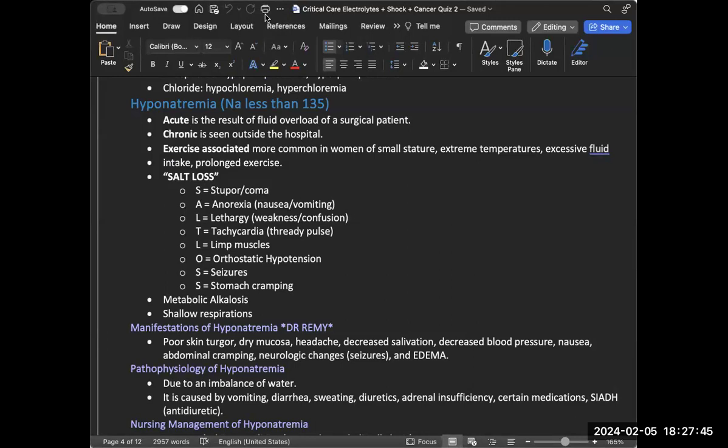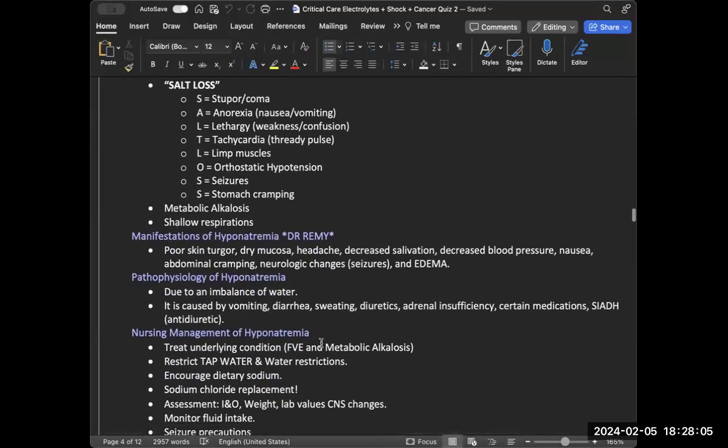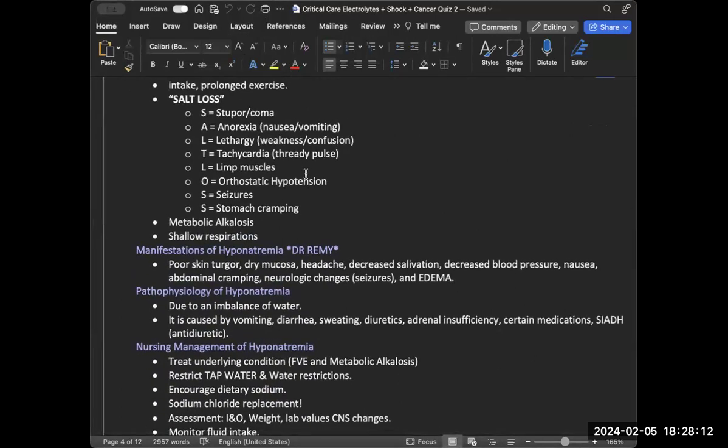A mnemonic that I saw in a book that I used said SALT LOSS. The S stands for stupor or coma. A stands for anorexia. The L stands for lethargy or confusion. The T stands for tachycardia. L stands for limp muscles. The O stands for orthostatic hypotension, seizures, and stomach cramping.